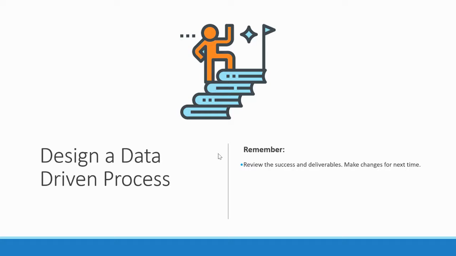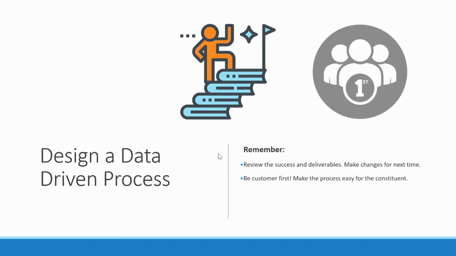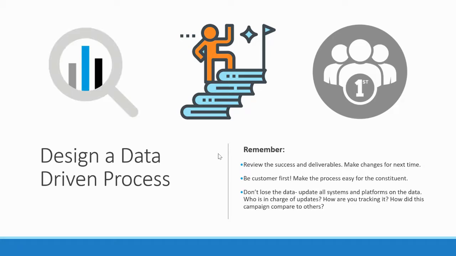So, when you're designing a process, remember that you want to review the success of it and consider the deliverables. Are there changes that need to be made for the future? Do that right after the process is over because you're likely to forget if you wait too long. You want to be customer first. You want to make this process easy for the constituent, and you don't want to lose the data. Update all systems and platforms on your data. What needs to be changed? What are you tracking? Who is tracking it?